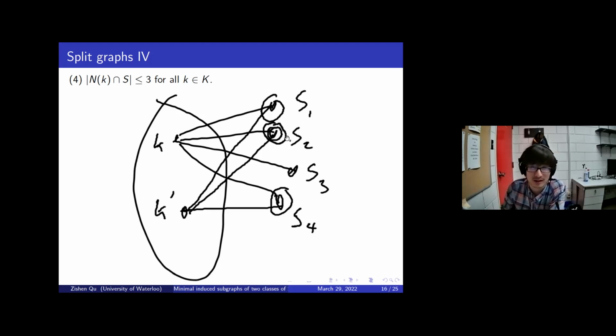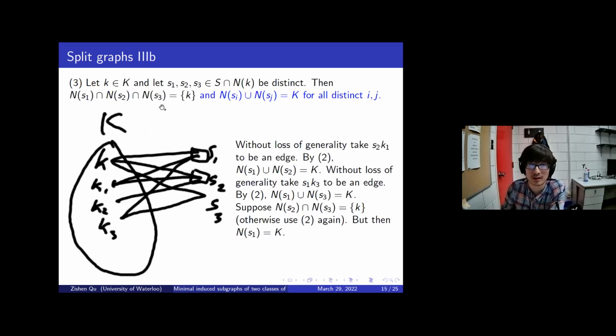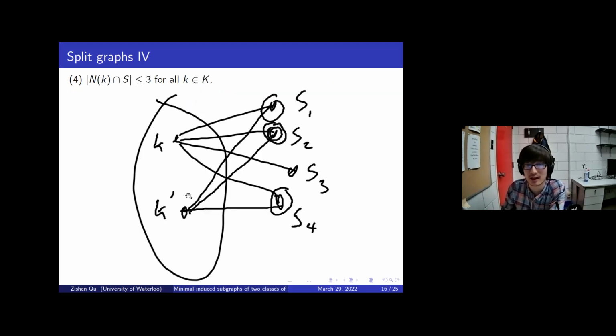So suppose that it's S1, S2. But now you get these 2 edges, and if you just look at S1, S2, and S4, their intersection is more than 1 vertex, which contradicts the first part of claim 3. If you look at any 3 vertices, the intersection is just K. So here the intersection is K and K prime, which is a contradiction. I think this also makes a 2 nova, but the 2 nova comes up really often here. Okay, so that's claim 4.